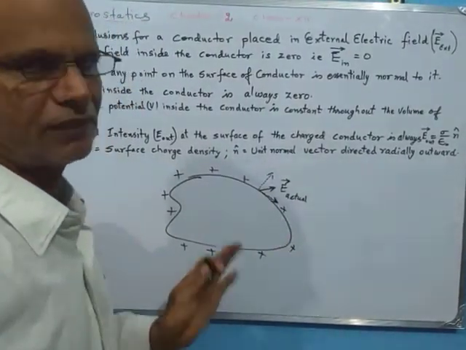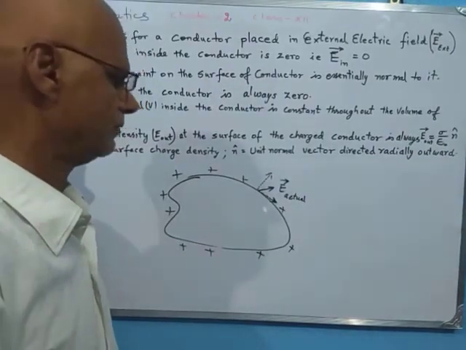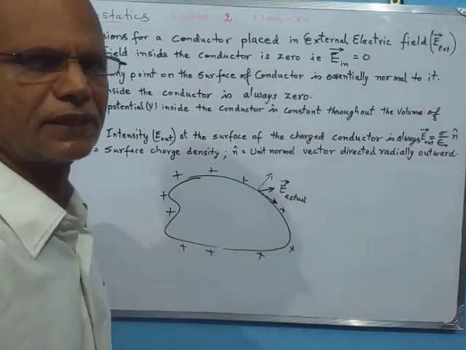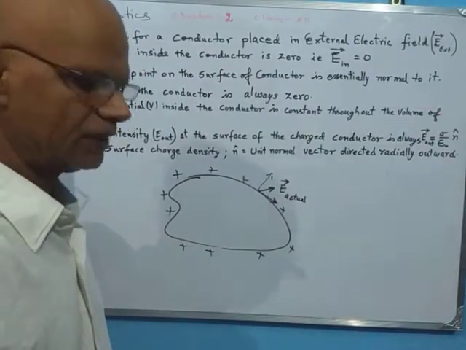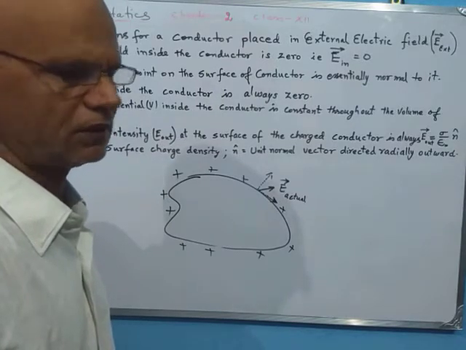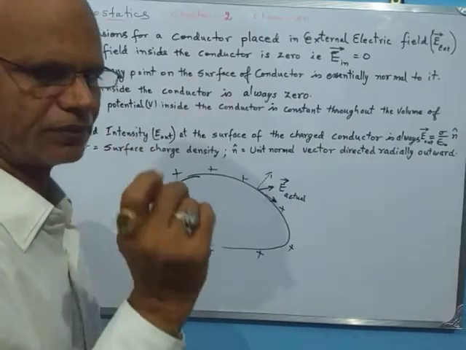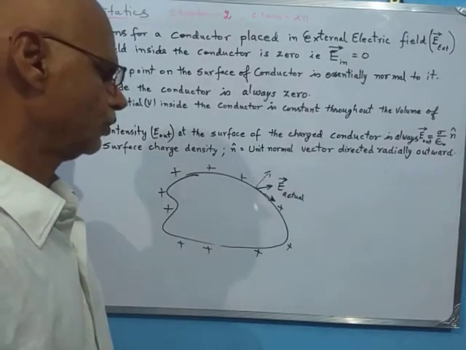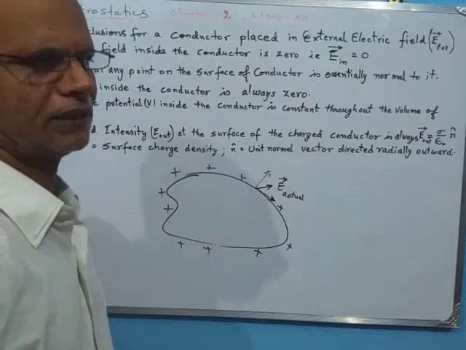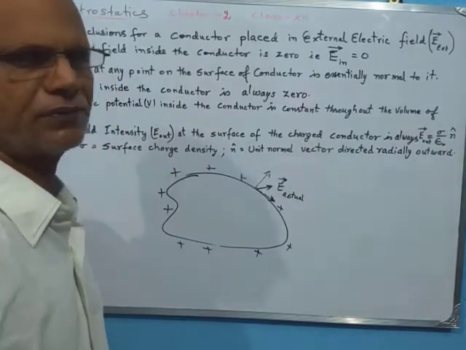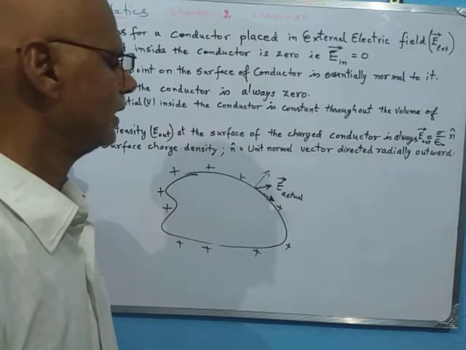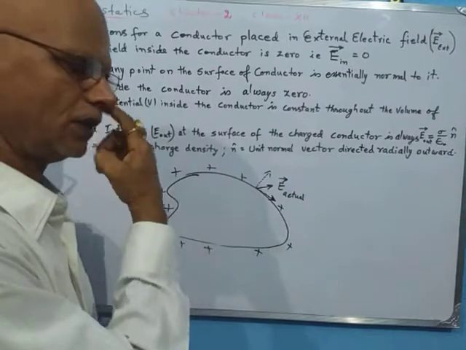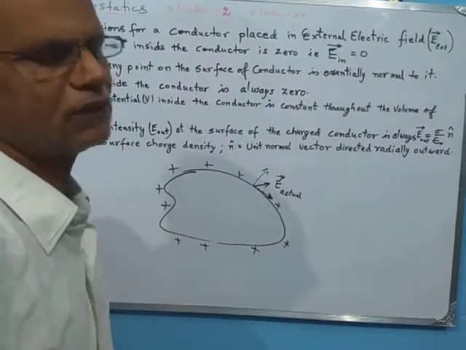Ultimately the charges will be redistributed, and that will change the electric field, its magnitude and direction. But this change is not visible once the body is charged and left for some moment. Immediately it settles down, so there is no change in electric field, no change in direction of electric field. So it is very much clear that this is possible only when the electric field becomes normal to the surface.